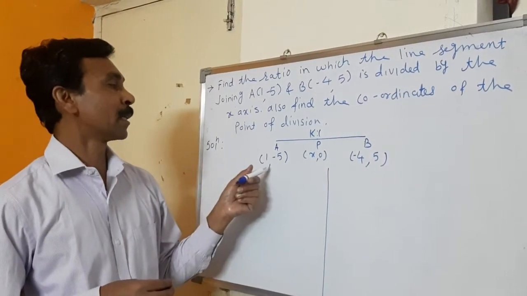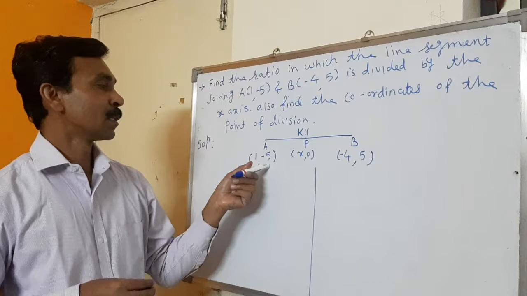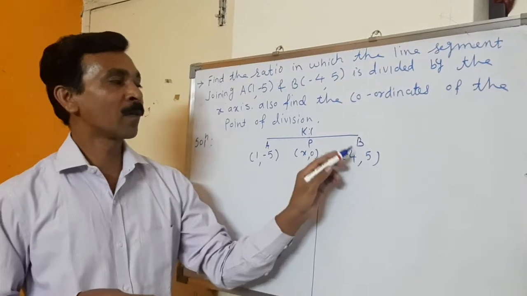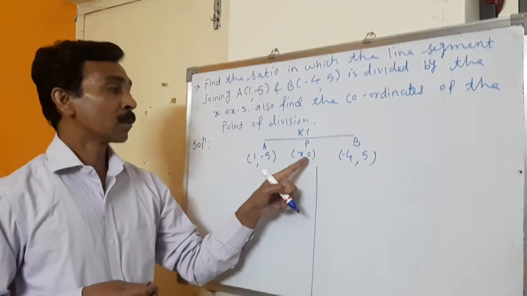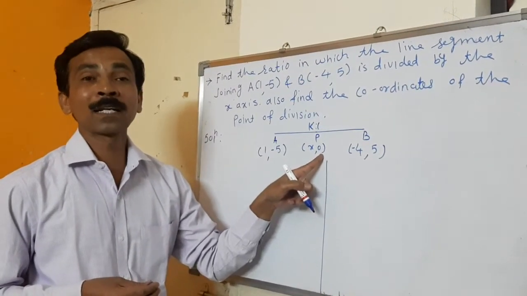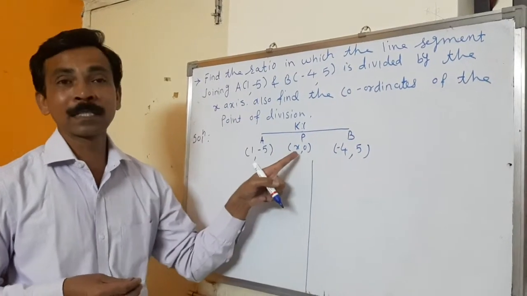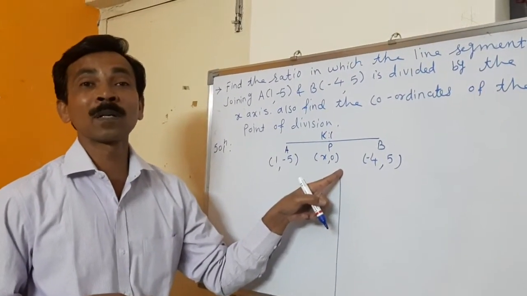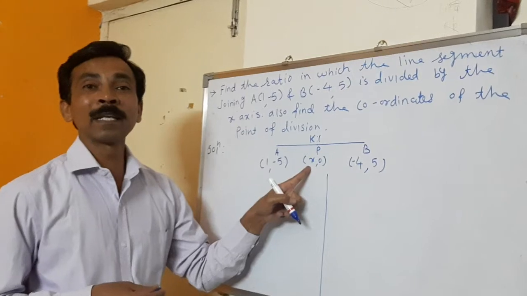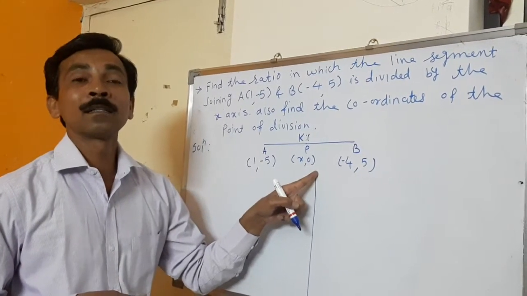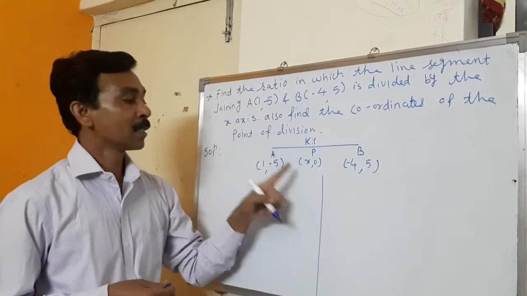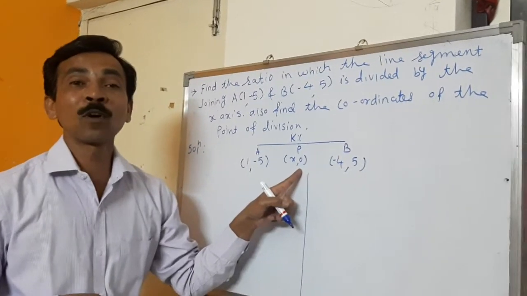And again I repeat, when the word comes joining or join of, these two brackets go at the two ends. So minus 1 comma 5 goes with A and minus 4 comma 5 goes with B. Now wherever it is 0, that coordinate we have to take as the formula, because it is divided by x-axis. So y is 0. So I will use the formula for y. Suppose it is divided by y-axis, then it would have been 0 comma y. Then I would have used the formula for x coordinate, but as it is divided by x-axis, y is equal to 0. So I will use the formula for y coordinate.